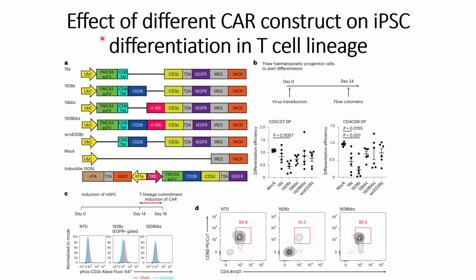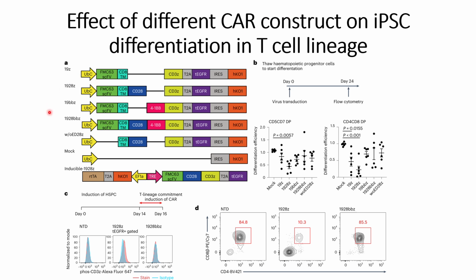In this video, we will discuss the effect of different CAR constructs on iPSC differentiation into the T cell lineage. iPSC stands for induced pluripotent stem cells. It can be differentiated into different kinds of cell lineage, and so the idea is to transduce this iPSC with the CAR construct so that it can differentiate into the T cell lineage.